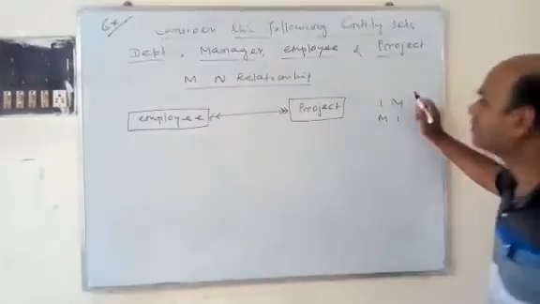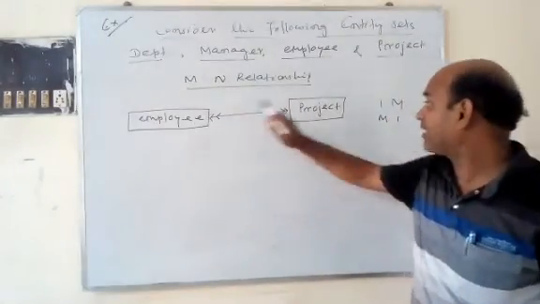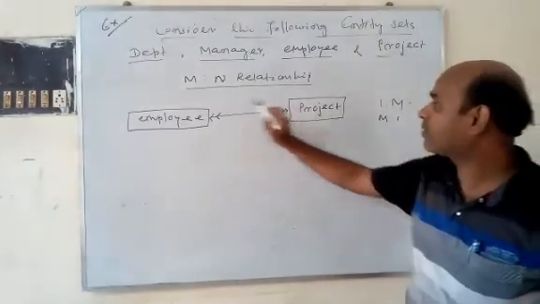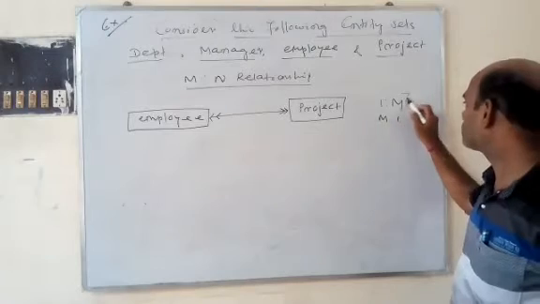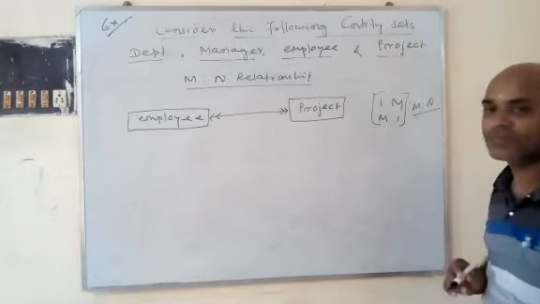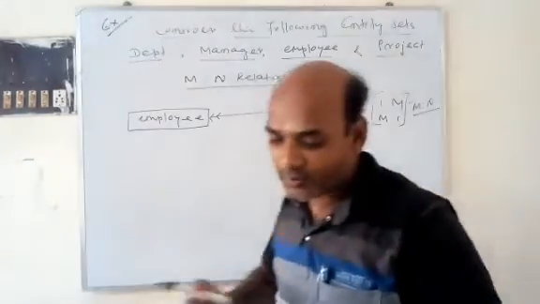Employee and project. An employee can work in a number of projects. That's one to many. And a project can have a number of employees. That's many to one. So just mix it. It will represent many to many, the combination of one to many and many to one.